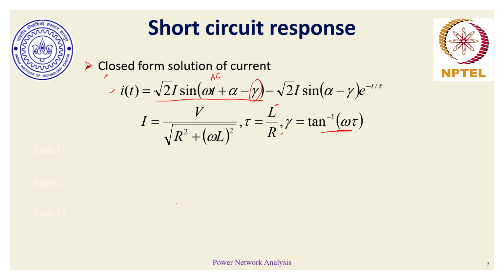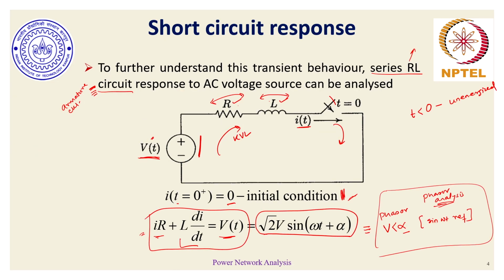And if L becomes 0 or R becomes infinity, this gamma can tend to 0, and only in that case will this AC current be in phase with the applied voltage. The RMS value of the AC current depends upon the applied RMS voltage V and the corresponding impedance which appears in the circuit, which is basically the Z load equivalent carrying this current, the RL behavior of the overall series circuit.